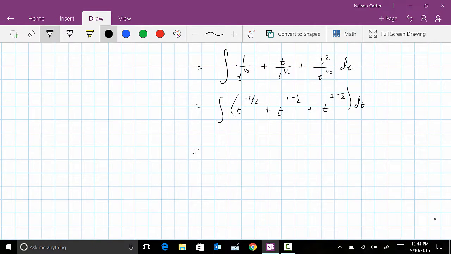Okay, so then this is the same thing as, well, let me clean it up. So this is t to the power negative 1/2 plus t to the power 1/2, and then plus, 2 minus 1/2 is 3/2, so t to the power 3/2 dt. So now just go ahead and integrate it.